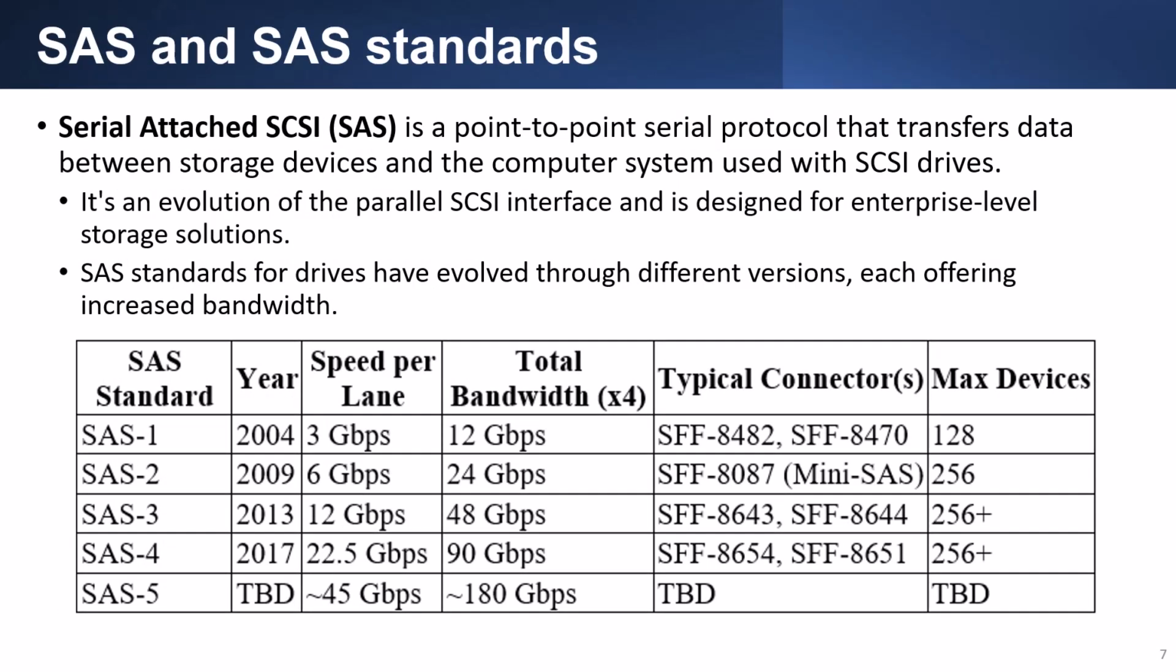Serial Attached SCSI, or SAS, is a point-to-point serial protocol that transfers data between storage devices in the computer system used with SCSI drives. It's an evolution of the parallel SCSI interface and designed for enterprise-level storage solutions. SAS standards for drives have evolved through different versions, each offering increased bandwidth. SAS 1 was introduced in 2004, which offered speeds up to 12 gigabits per second. The current standard is SAS 4, which was released in 2017 and offers up to 90 gigabits per second.